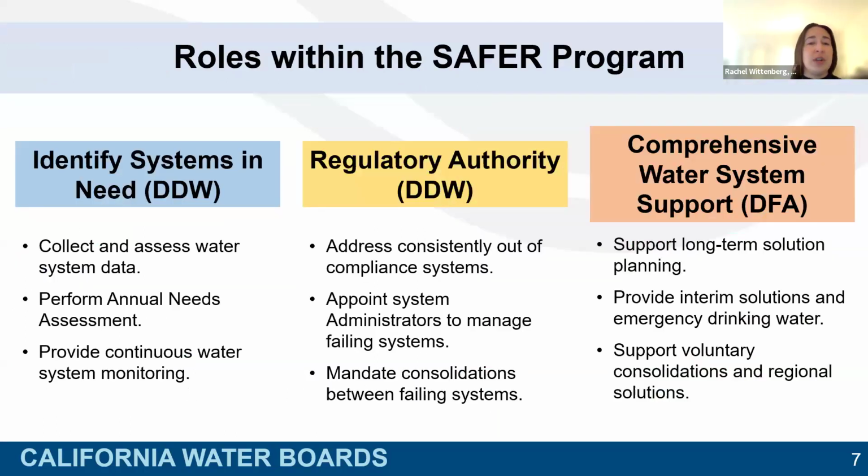We'll now take a moment to review some roles of our offices within SAFER. As you can see from the blue and yellow sections, the Division of Drinking Water identifies systems in need by focusing on assessing data, conducting the annual needs assessment, and providing monitoring. DDW also serves as a regulatory authority by addressing non-compliant systems and advancing solutions such as the appointment of administrators and mandating consolidations. In partnership with these activities, DFA supports overall system health by focusing on long-term planning, ensuring communities have interim solutions, and working to advance consolidations and other regional solutions.